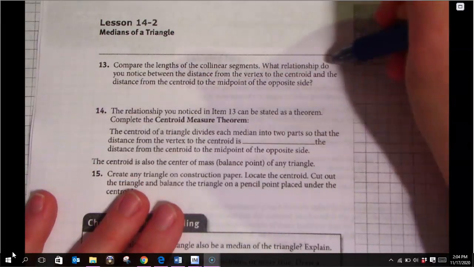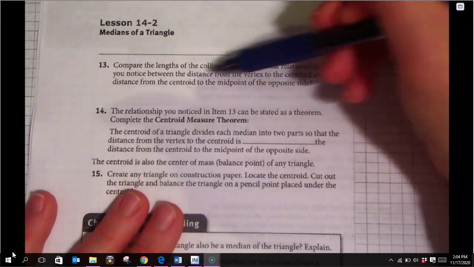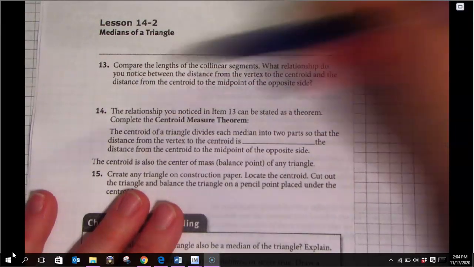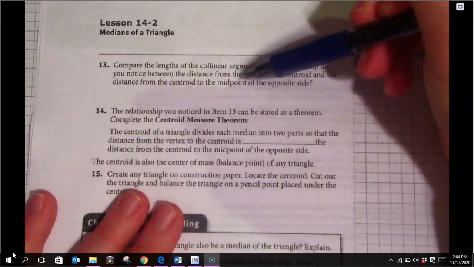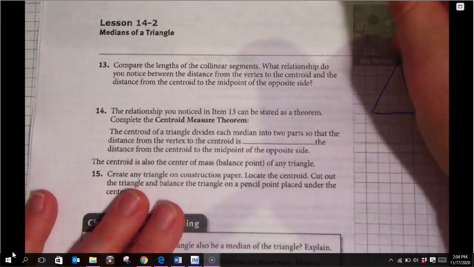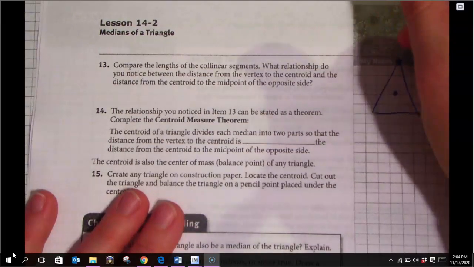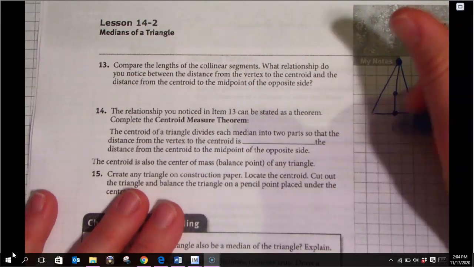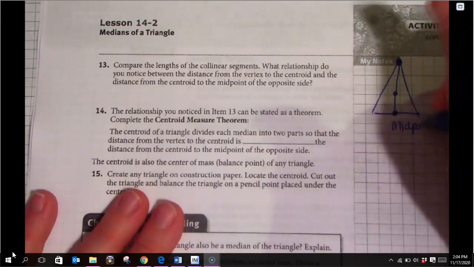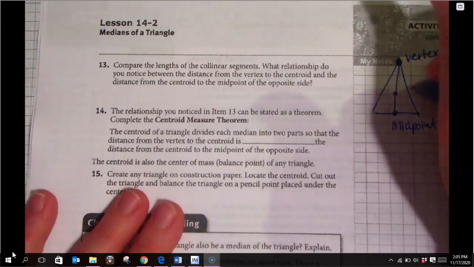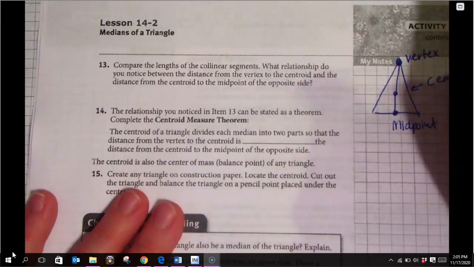It says, what relationship do you notice between the distance from the vertex to the centroid and the distance from the centroid to the midpoint? So you've got the vertex to the centroid and then the centroid to the midpoint. This is the midpoint. This is the vertex. That is the centroid. And we want to know what the relationship is.